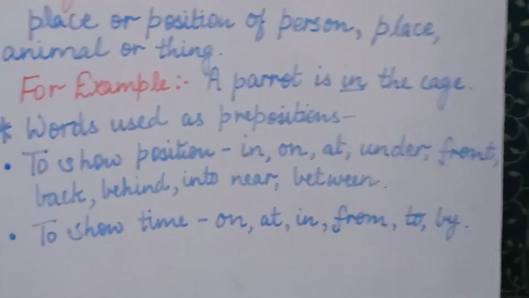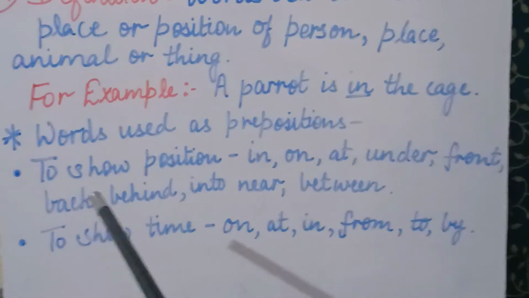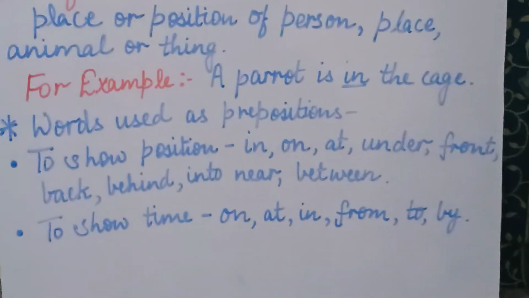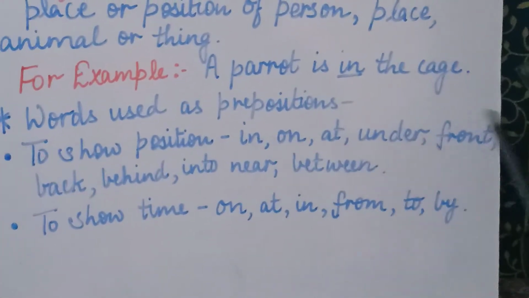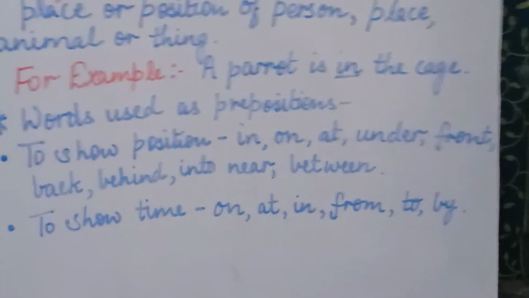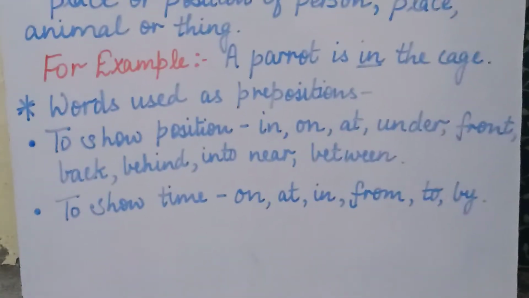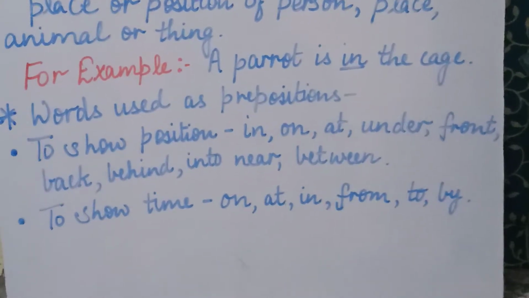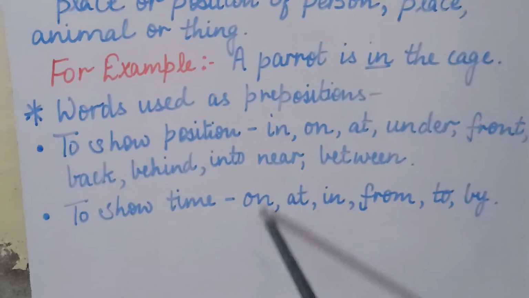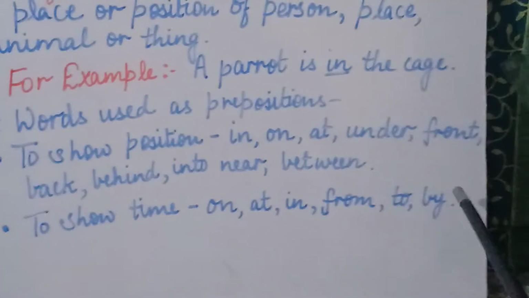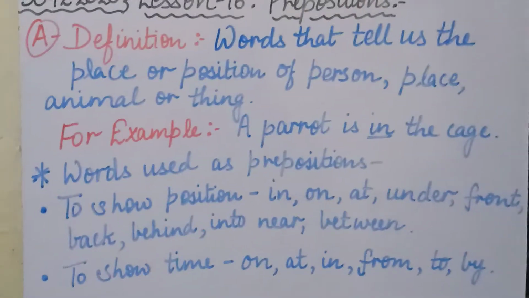Okay, so make sure children that you don't get confused in this part. You just have to learn that अगर हमें position किसी भी noun की show करनी है तो हमें in, on, at, under, front, back, behind, into, near, between वाले prepositions यूज करने हैं. और अगर हमें कहीं पे भी time वाली पोजीशन या preposition शो करना है तो हम कौन से preposition यूज करेंगे? On, at, in, from, to, by. Okay, so I hope this part is clear to you all children.